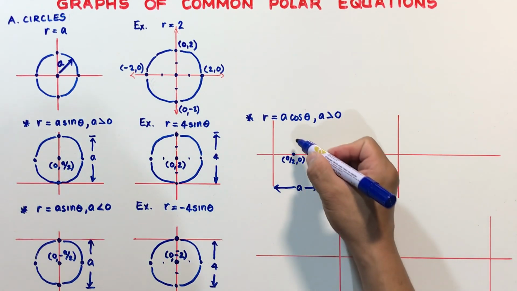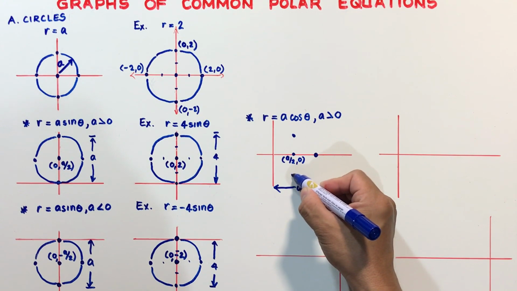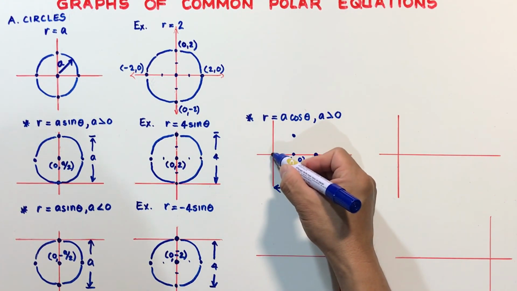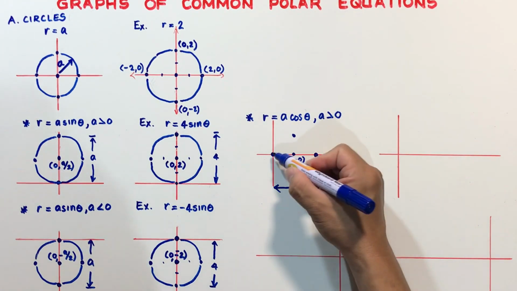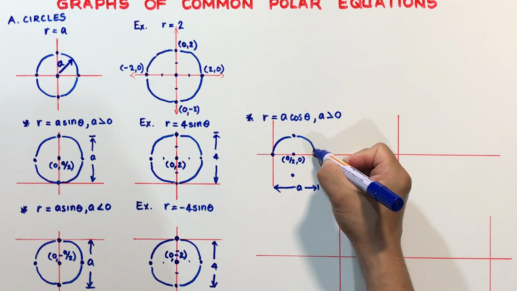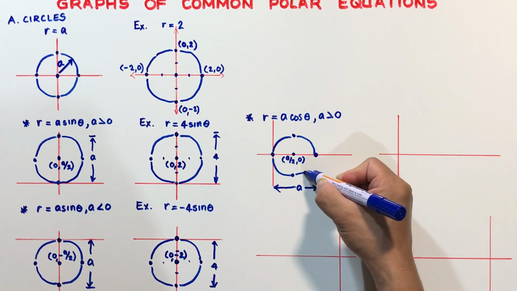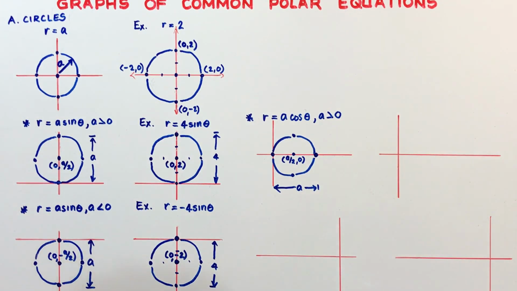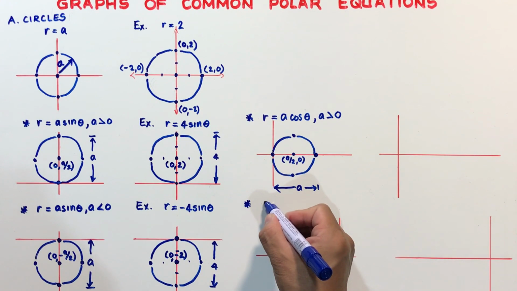So you go a over 2 upward, a over 2 downward, and a over 2 to the left, which is at the point of origin. And then you can sketch the graph of a circle whose center is along the x-axis but having a radius of a over 2. But what if the value of a is negative?